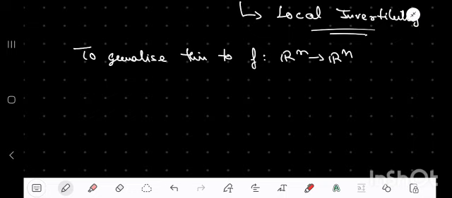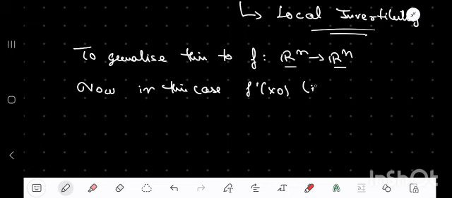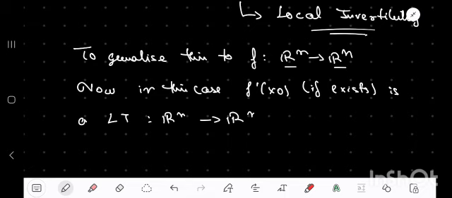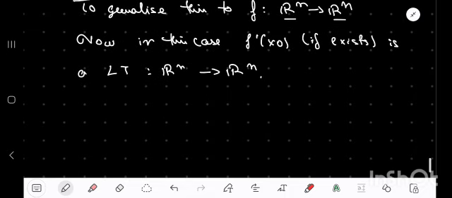Okay, I will talk about it once here. So why do we require Rn to Rn? We will see it. Now, in this case, f prime at x naught, obviously if it exists, is a linear transformation, right? It is a linear transformation from Rn to Rn itself.